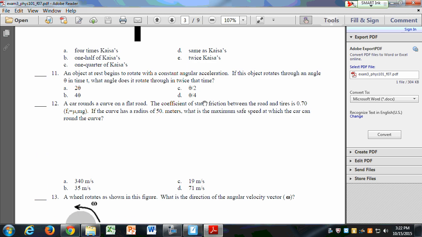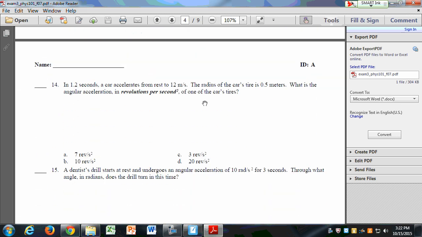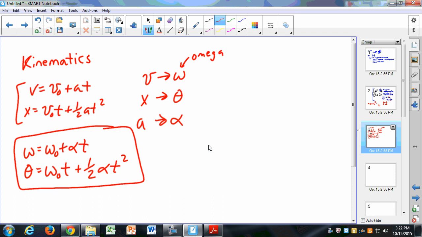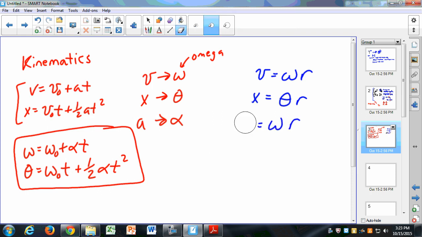Let's see. Okay, so here's one, number 14. It says in 1.2 seconds. Oh, wait, there's one more thing. Let me show you that before we do that. We can relate these problems in this way. For all of them, v is equal to omega times r. x is equal to theta times r. And a, acceleration, is equal to alpha times r.